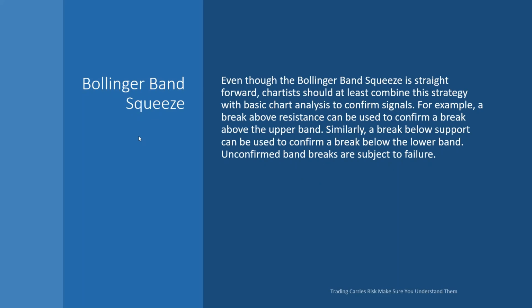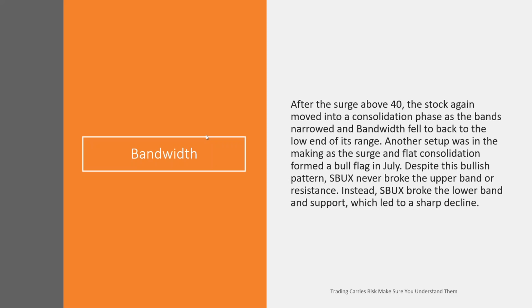Even though the Bollinger Band squeeze is straightforward, chartists should at least combine this strategy with basic chart analysis to confirm signals. For example, a break above resistance can be used to confirm a break above the upper band. Similarly, a break below support can be used to confirm a break below the lower band. Unconfirmed band breaks are subject to failure, and one of the keys here would be volume. If price breaks out either up or down and you see volume increasing, that means the asset has picked up the momentum to go. If volume hasn't increased, then the traders aren't supporting that breakout, so it's most likely a false breakout.